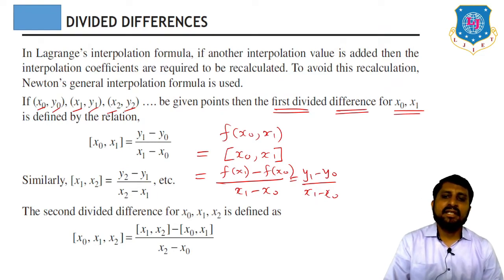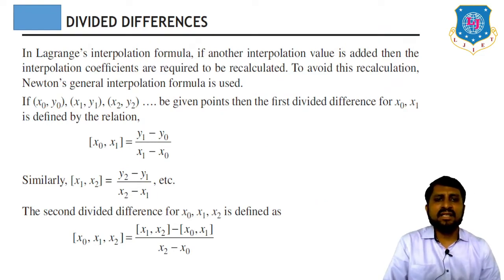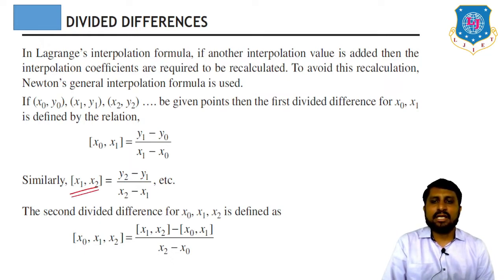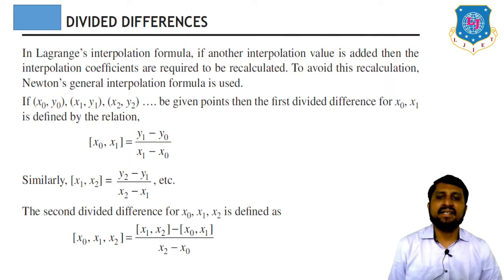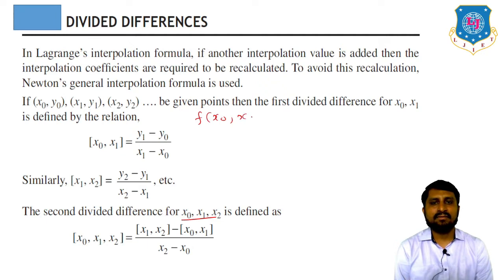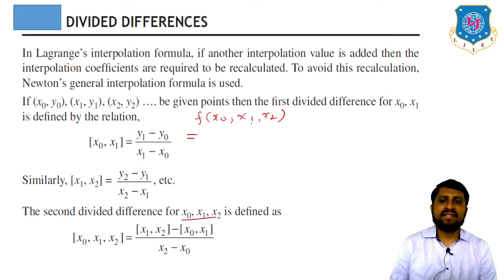Similarly, if you want to define the first divided difference on x1 and x2, that is f of x2 minus f of x1 upon x2 minus x1. So f of x2 is y2, giving y2 minus y1 upon x2 minus x1, and so on. Now, next I want to define the second divided difference, for x0, x1 and x2.